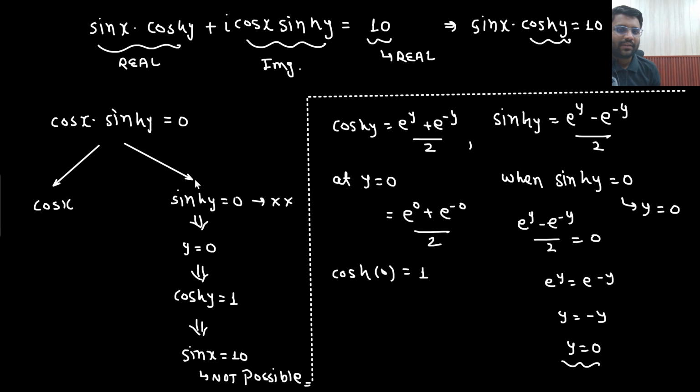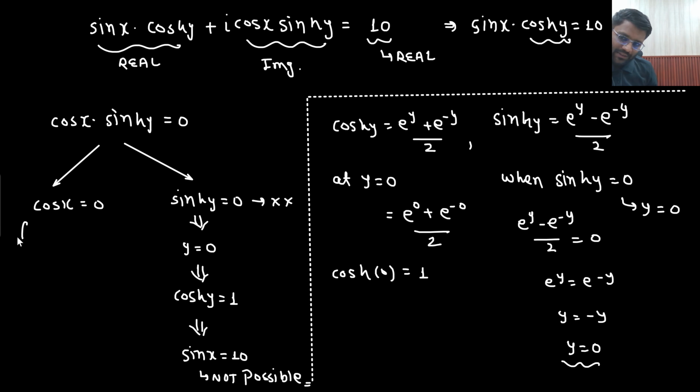So what do you understand from here? From this equation we got to know that two guys could be 0. We got to know that if sin hyperbolic y is 0, that means y has to be 0. If y is 0, that means cos hyperbolic y will be equal to 1. That means sin x has to be 10, which is not possible. That means sin hyperbolic y could not be equal to 0. That means cos x has to be 0.